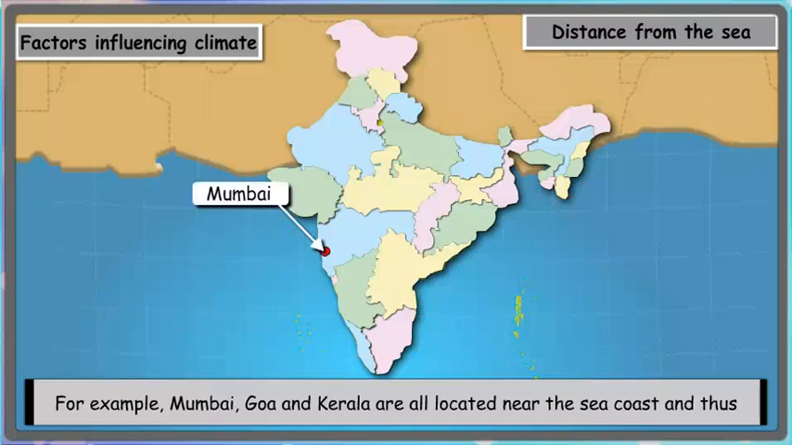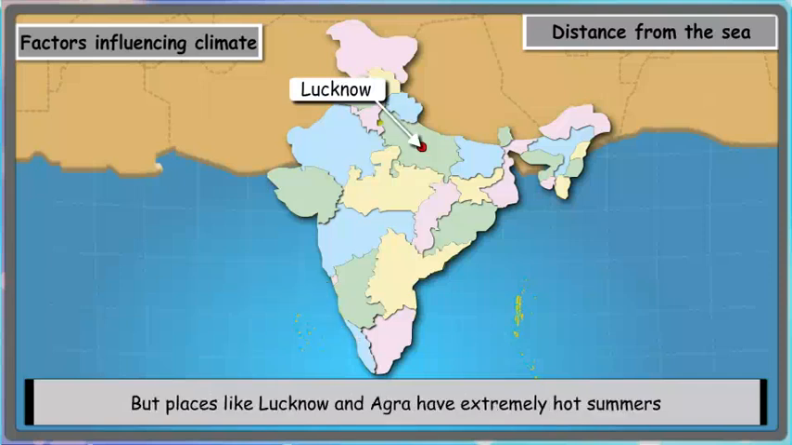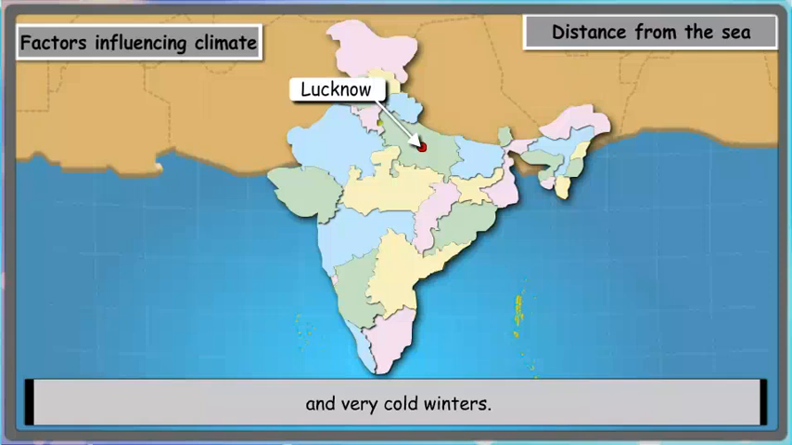For example, Mumbai, Goa and Kerala are all located near the sea coast and thus have a moderate climate throughout the year. But places like Lucknow and Agra have extremely hot summers and very cold winters.